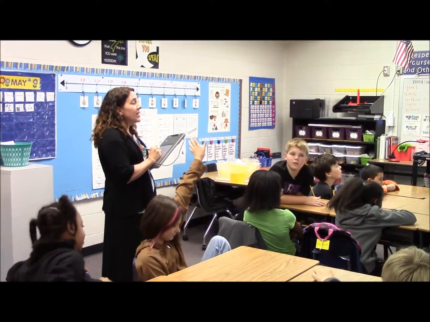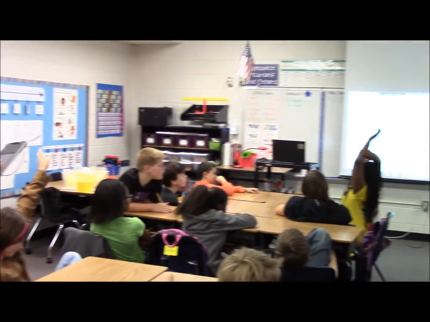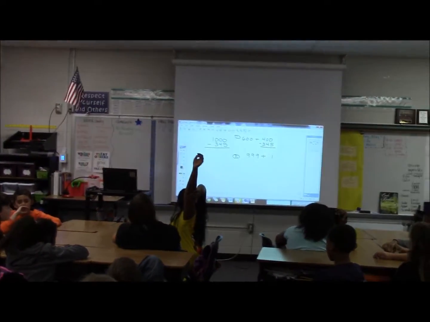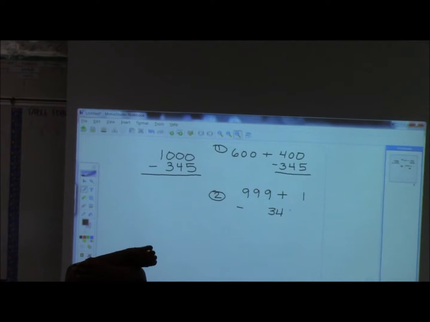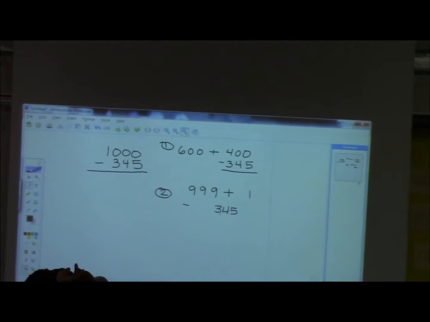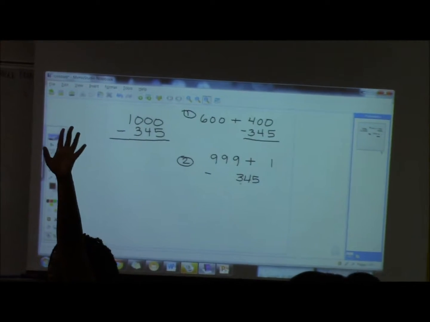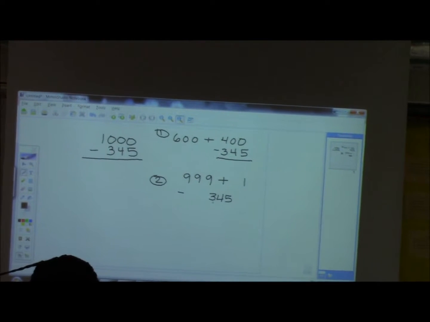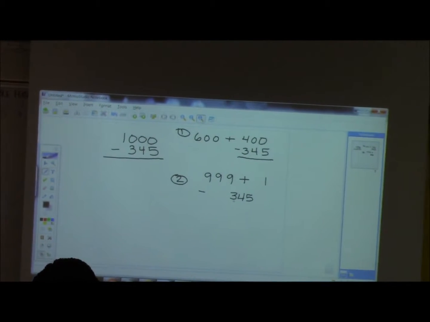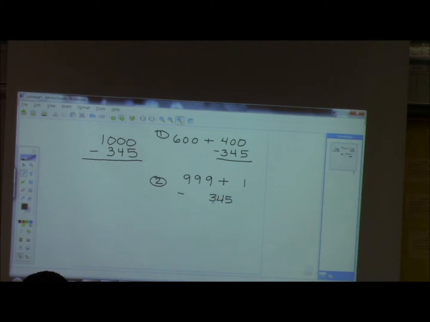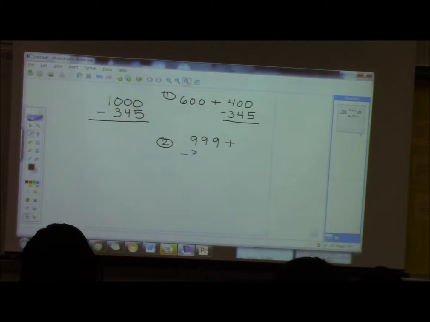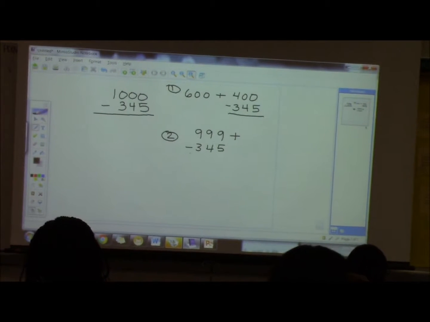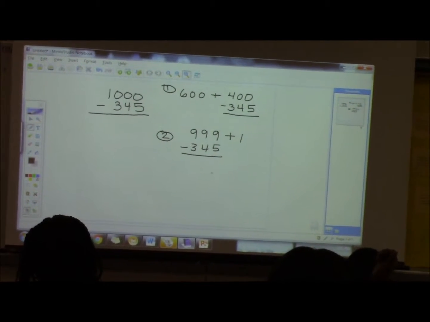Okay, let's keep going. So if I do 999 plus 9 plus 1, okay, is that going to help her subtract out 345? Yes. Talk to me about it. Julia? It would help her because she could do 999 subtract 345, which would mean no regrouping. Oh, do you want me to write it differently? Like this? Yes. And then when you get your answer, you add 1 to the answer.